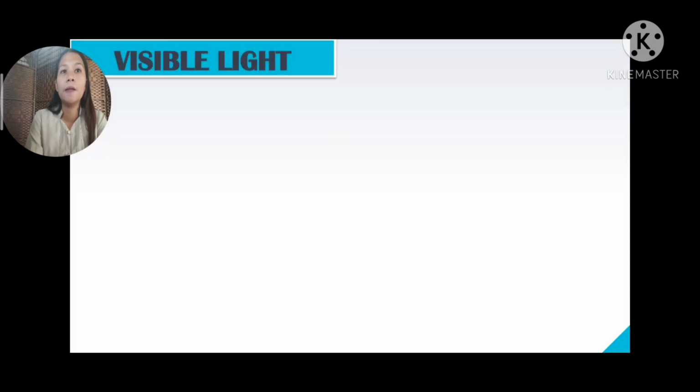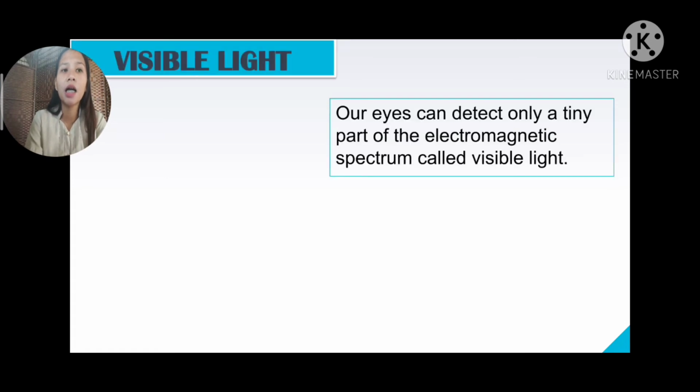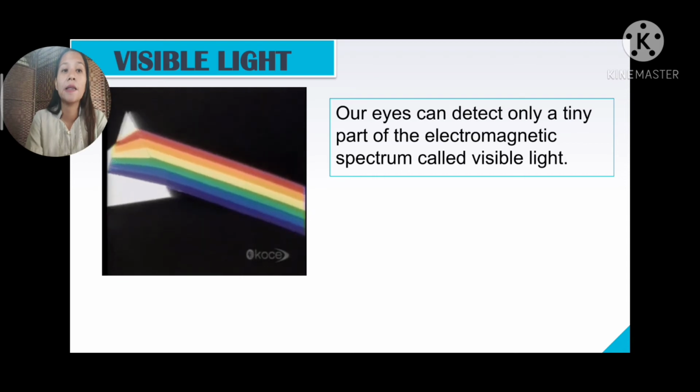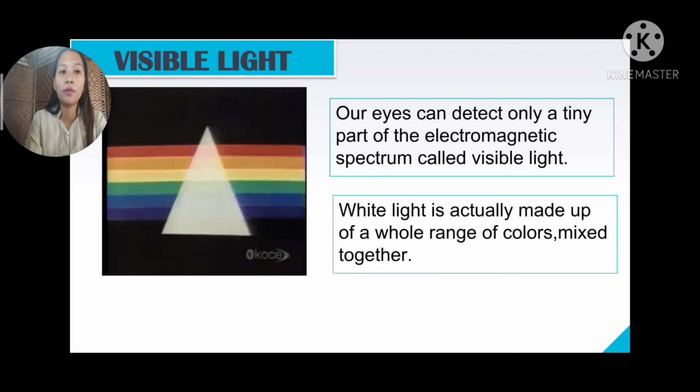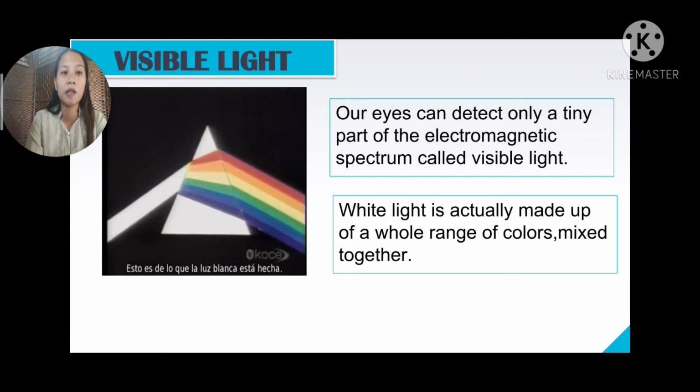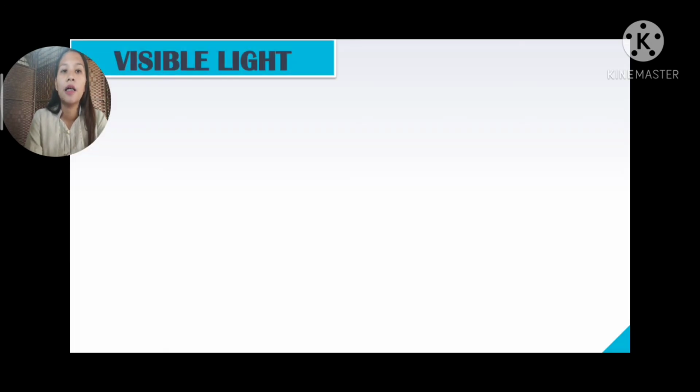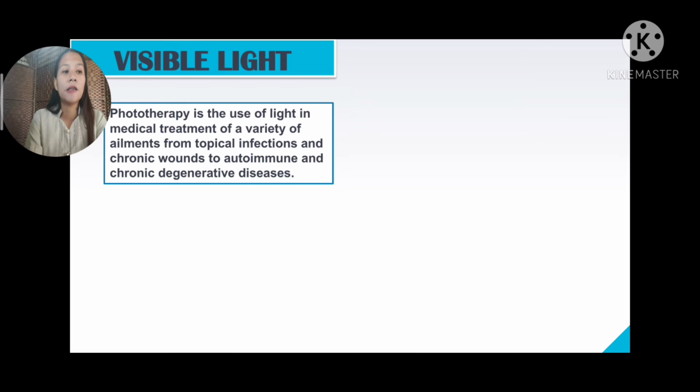Let's now proceed. Visible light is the only type of EM wave that can be seen by the human eye. Our eyes can detect only a tiny part of the electromagnetic spectrum, and that is the visible light. White light is actually made up of a full range of colors mixed together.